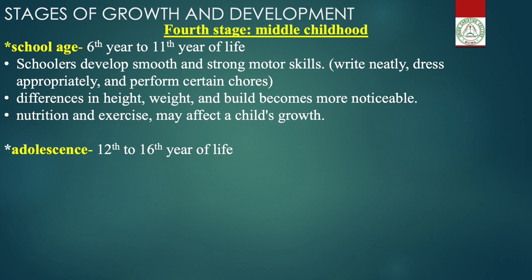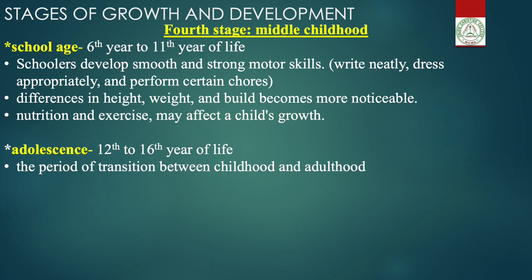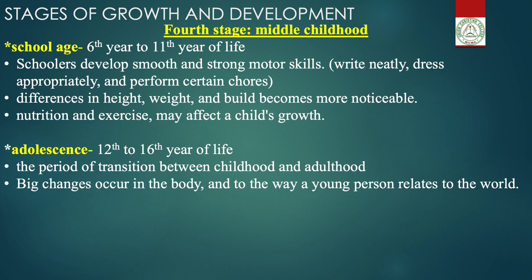We also have what we call the adolescent period, or the period wherein the child is already 12 years old up to the 16th year of life. The adolescent period, or the adolescence, is the period of transition between childhood and adulthood. Ito po yung tinatawag natin na a crossroads. Yung bata is no longer a child, but that person is not yet an adult. So yung stage na yun po is what we call the adolescent period, or the adolescence.